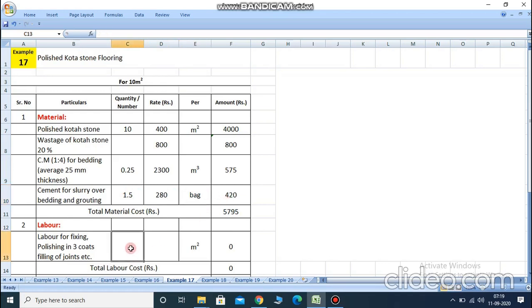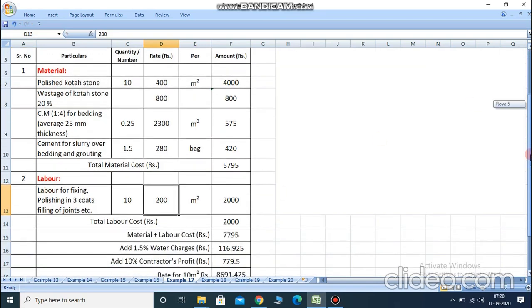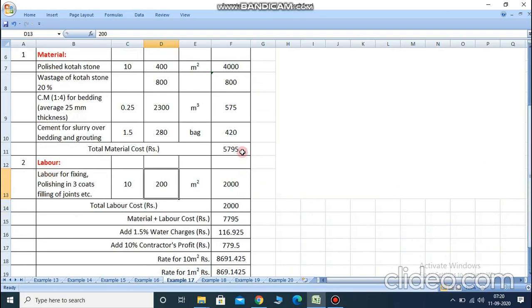Now next is the labor cost. Labor for fixing, polishing and filling joints. For 10 meter square work, per meter square labor charge is 200. So 10 multiplied by 200, we got the answer 2000 rupees. Now summation of the material cost 5795 plus 2000, we got the answer 7795, and we include the 1.5% water charges. So 7795 multiplied by 1.5%.